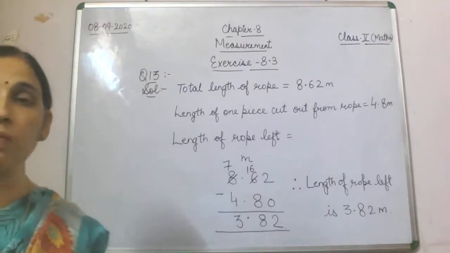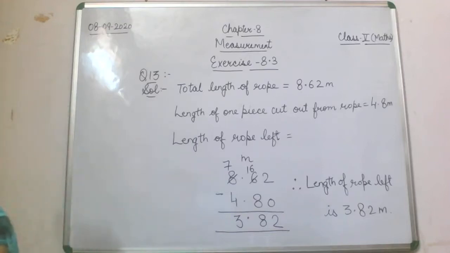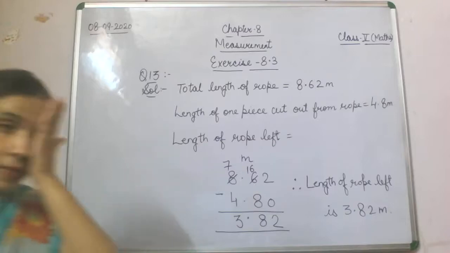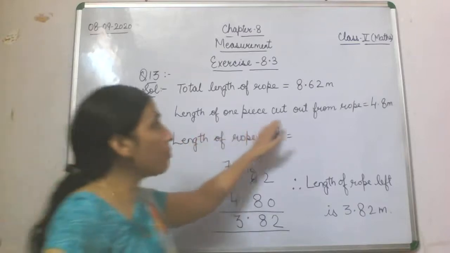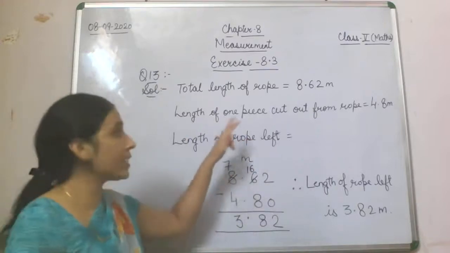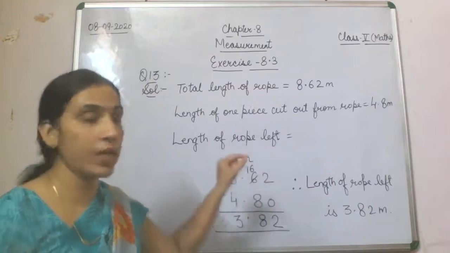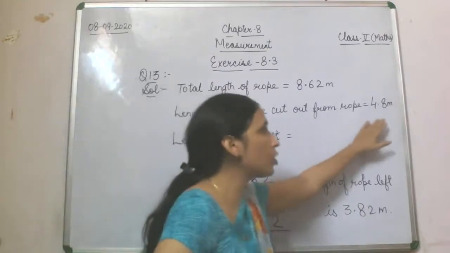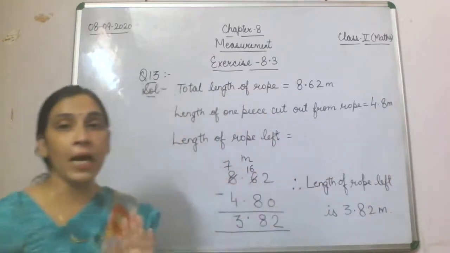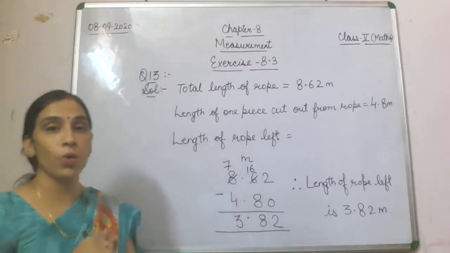What we have done in this question? In this question you have been given the total length of the rope, out of which one piece of rope is cut out from that total length of rope, that is 8.62 meter. Out of 8.62 meter we cut out 4.8 meter of length of rope, and then you are supposed to find out what length of the rope is left.